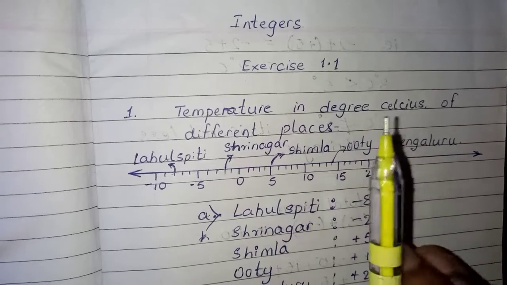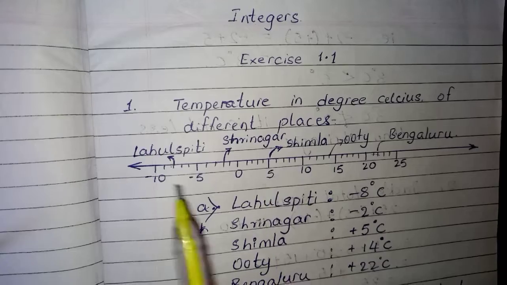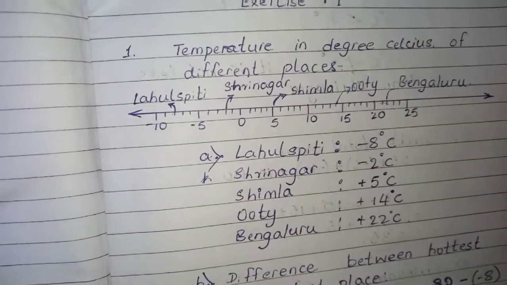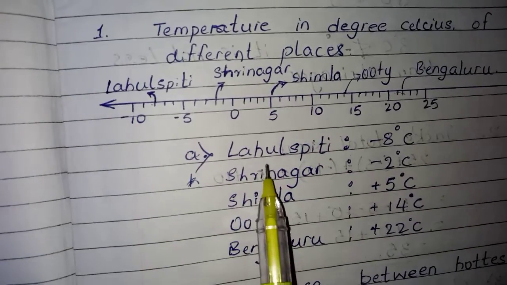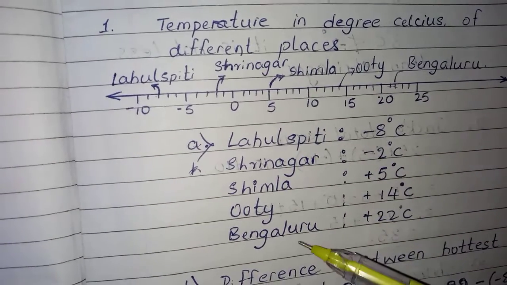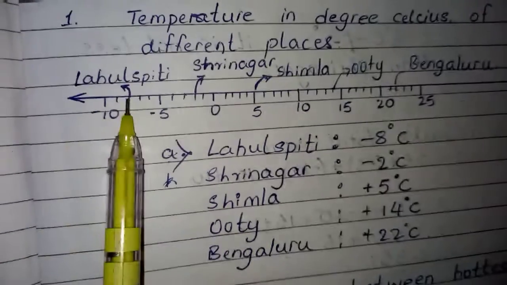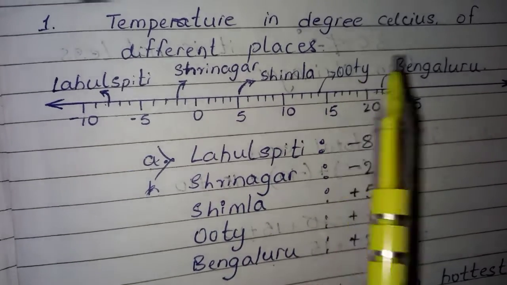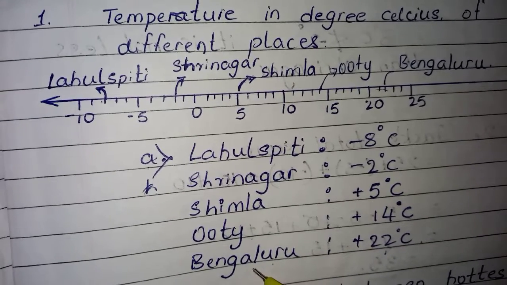The first question is, he has given temperatures of different places on a number line and has asked a few questions about the same. He has asked to list the temperatures of different places. That is question A. Looking at the number line with the arrows pointing to each place, I have listed the temperatures against the name of the place.